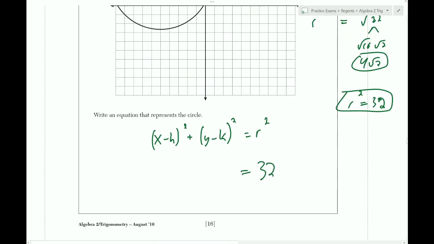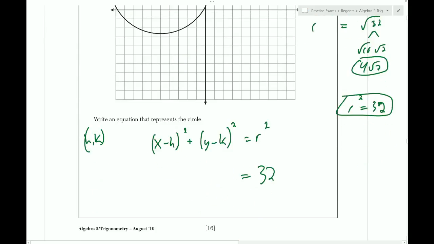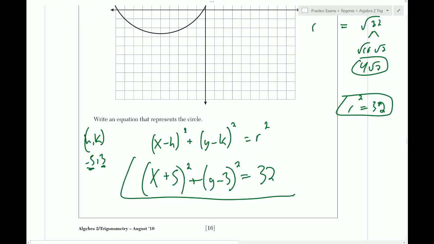And then h comma k represents the center, and that's -5 comma 3. And since there are minus signs in the formula, all we have to do is take the opposite of these. So -5 becomes +5, and the 3 becomes -3 here. So there's our equation.